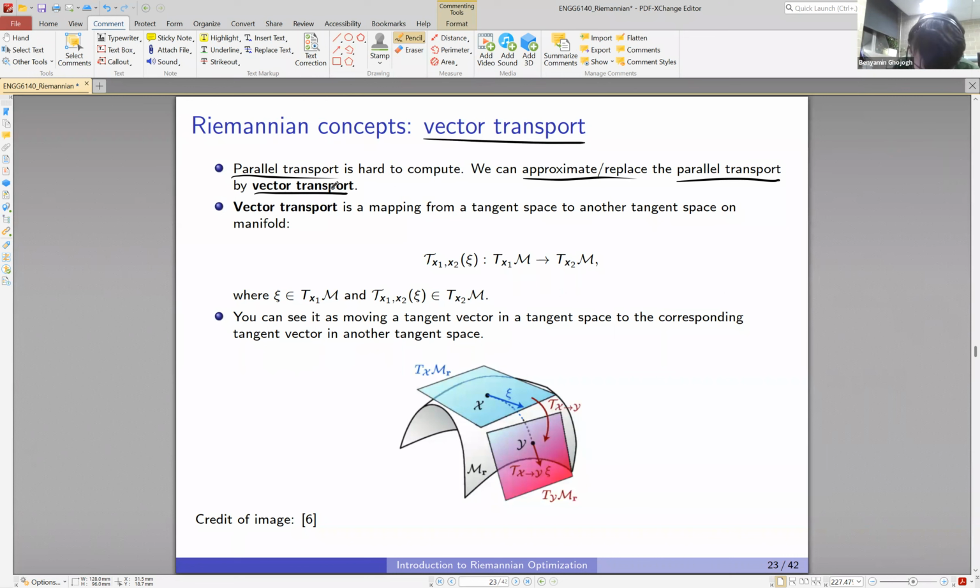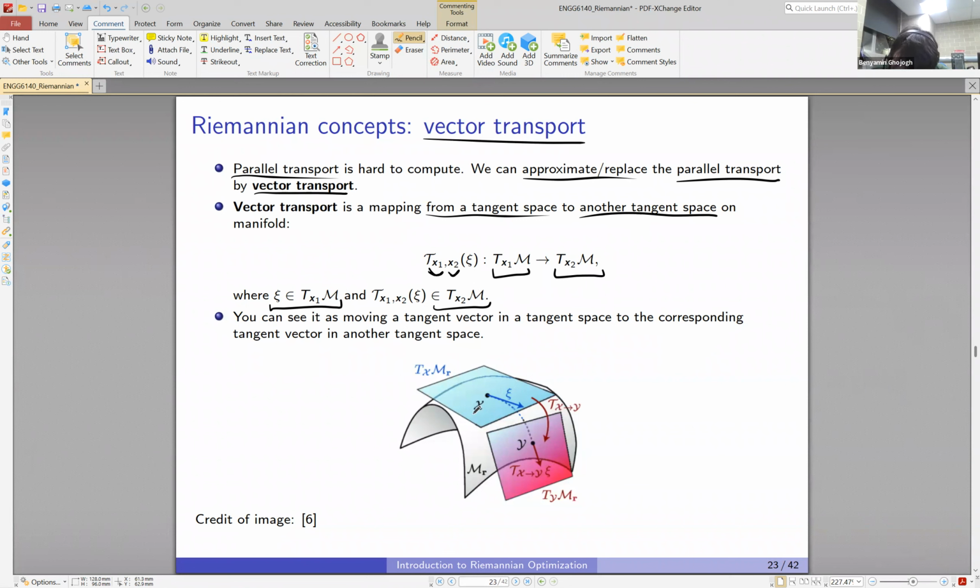Okay. Vector transport is a mapping from a tangent space to another tangent space on the manifold. It's denoted by T_{x1,x2}(zeta). So we are mapping a tangent vector to another tangent vector in another tangent space, from x1 to x2. And these are 2 points on the manifold. Zeta belongs to the tangent space of x1. The output of the vector transport belongs to the tangent space of x2. You can see it as this. So you have some vector zeta in this tangent space.